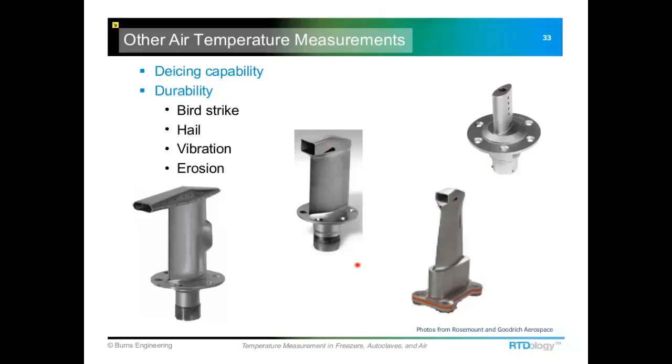So they have some different airflow features that allow that. This one here was for the V22 Osprey, just an outside air temperature sensor. This type would be typically installed in the inlet of a turbine engine. A lot of military applications for that style of probe. The Harrier, the vertical takeoff jet, uses this style. It's a little bit taller.